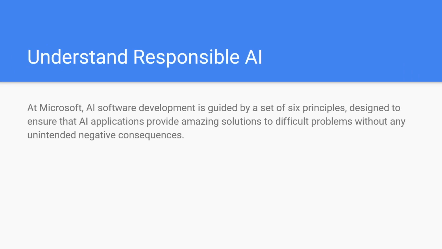Understand responsible AI. At Microsoft, AI software development is guided by a set of 6 principles designed to ensure that AI applications provide amazing solutions to difficult problems without any unintended negative consequences.